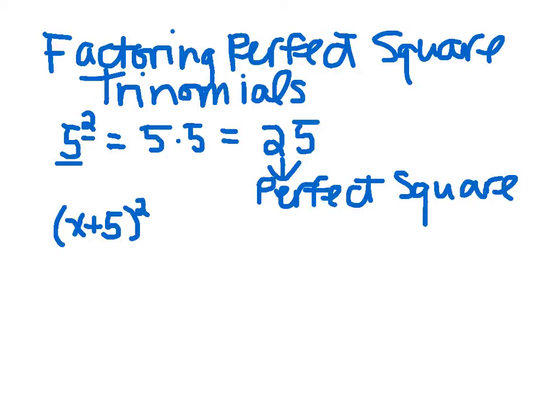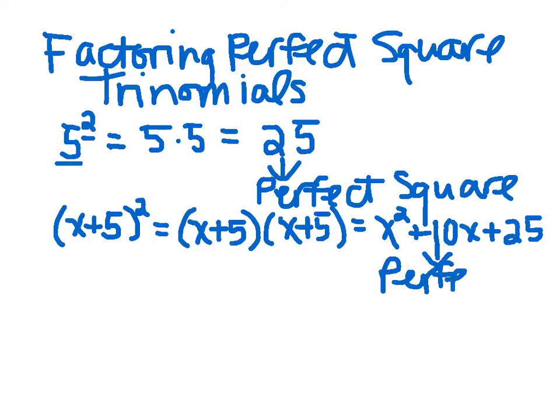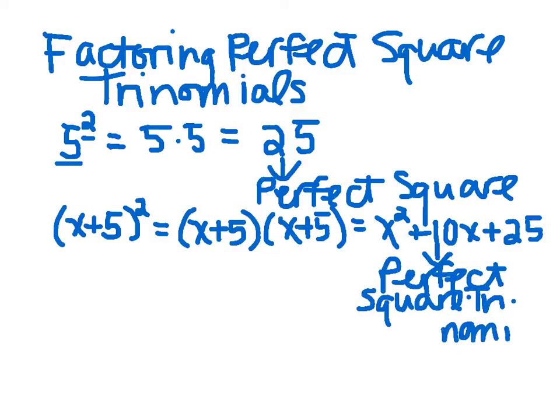So we know, just like when we squared 5, if we're squaring something, we're multiplying it by itself. And now that you're experts at foiling, you can see that this is x squared plus 10x plus 25. And it is just like 5 squared. This is a perfect square. It's a perfect square trinomial, because we got it by squaring x plus 5.